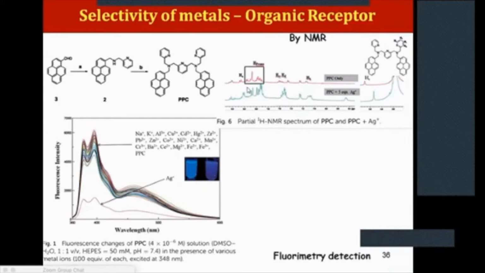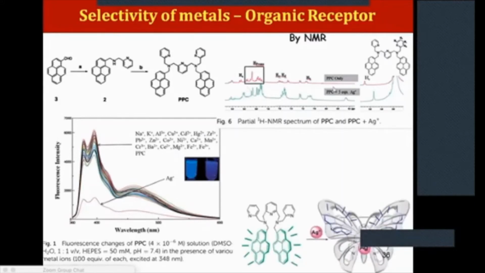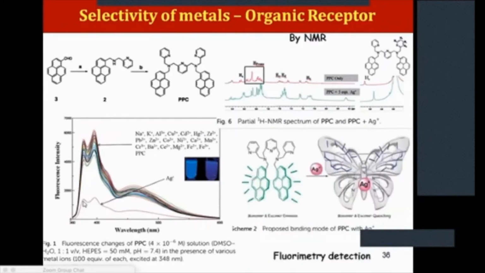For example, if you want to selectively test the calcium content in your body, you need a sensor for calcium alone. If you make a sensor for all the metals, it is of no use. So it should selectively bind calcium and give the value, even though it will be competing with other metal ions such as zinc, cadmium, mercury, etc. This part is called selectivity.